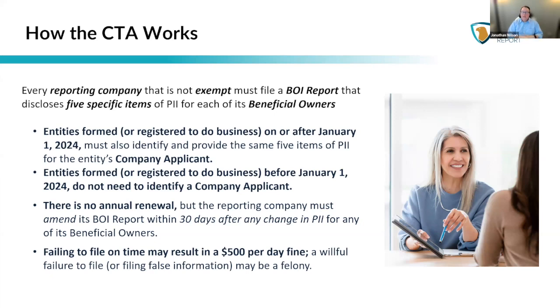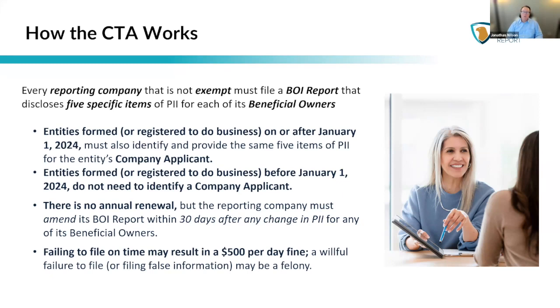Now, once the company files its first report, it has only 30 calendar days in which to file an amendment if either the beneficial ownership should change, or any of those 5 pieces of PII for any of its beneficial owners should change. We'll get into some of those details later on. Filing on time is important because if you are late, there is the potential for a $500 per day fine, and a willful failure to file or a willful file of false information can be punished as a felony.